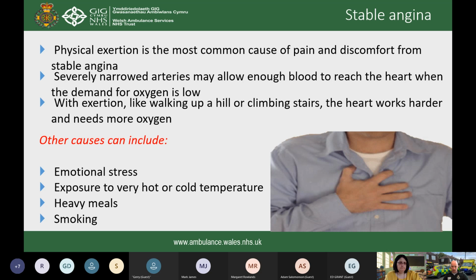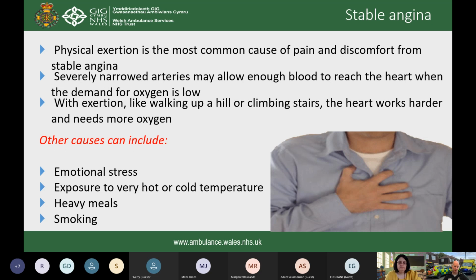Cool, I think Nick did mention temperature. Sudden exposure to temperature can cause it, either very hot or very cold, most likely very cold here, and heavy meals as well. So on a Sunday afternoon, in a hot restaurant, they've had a big meal, really hot, they've either fainted or got chest pain, and most likely it's stable angina. As long as you cool them down and rest them, the pain should ease.